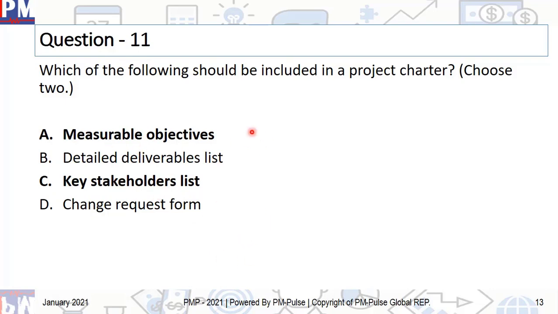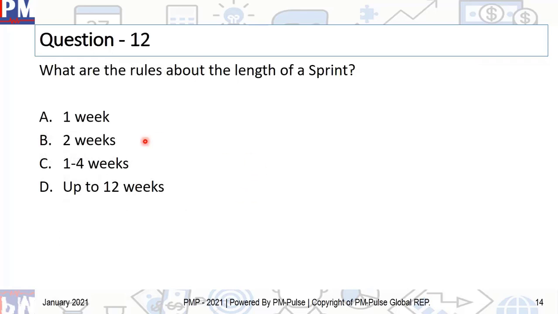The only two things which should be there in a project charter from this list are measurable objectives, because a project charter must have objectives and they should be SMART, and one of the elements of SMART is that it should be measurable. And the other one is the key stakeholders list. All right, let's move on to question number 12.